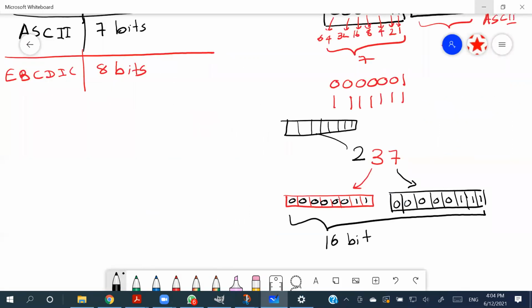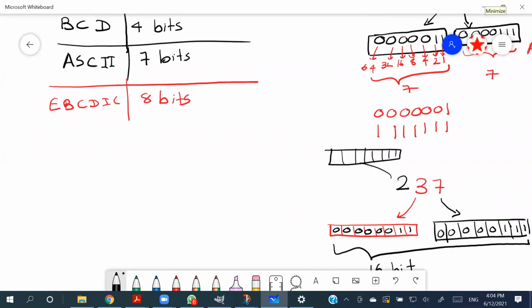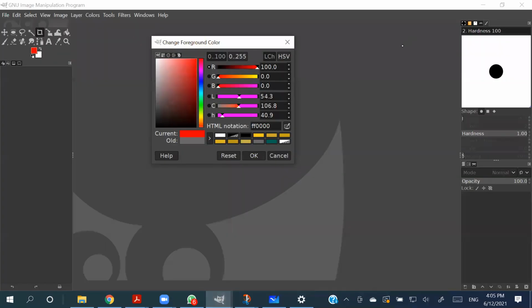So for that purpose, they finally introduced a code system called Unicode. Now that Unicode uses 16 bits.